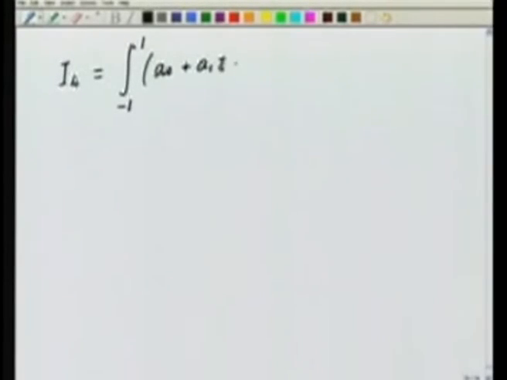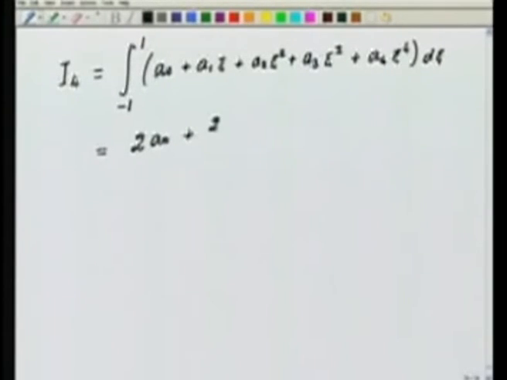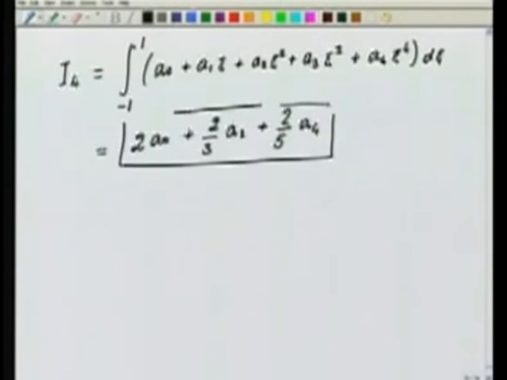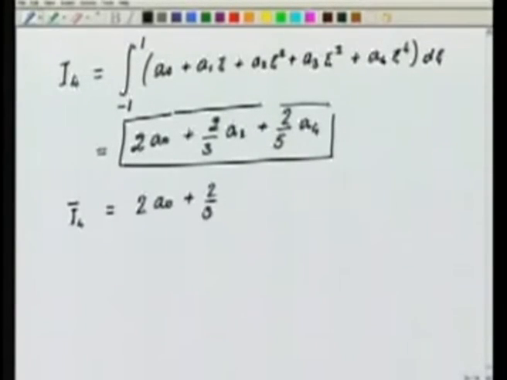Now let us get greedier. Let us ask if it will do the same job for I4, which is the integral of a fourth order polynomial. So it is a naught plus a1 psi plus a2 psi squared plus a3 psi cubed plus a4 psi to the power 4 d psi. If I do this integral, it will turn out to be 2a naught plus 2 by 3 a2 plus 2 by 5 a4. And the 2-point integration rule will give me 2a naught plus 2/3 a2. This is not equal to I4.